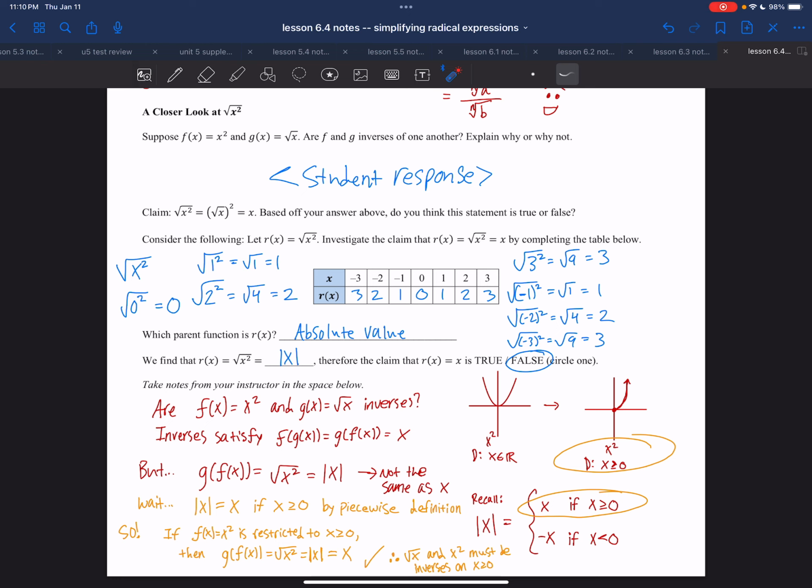We were so convinced that they're not inverses because that doesn't satisfy the definition. Absolute value x is not the same as x. But if I restrict the domain of a parabola to only its right leg, its domain restriction, x greater than or equal to 0, matches the same domain restriction of the absolute value parent function when it makes it x. So on that interval, on x greater than or equal to 0, they work. By definition, absolute value x is x. And so it all works.